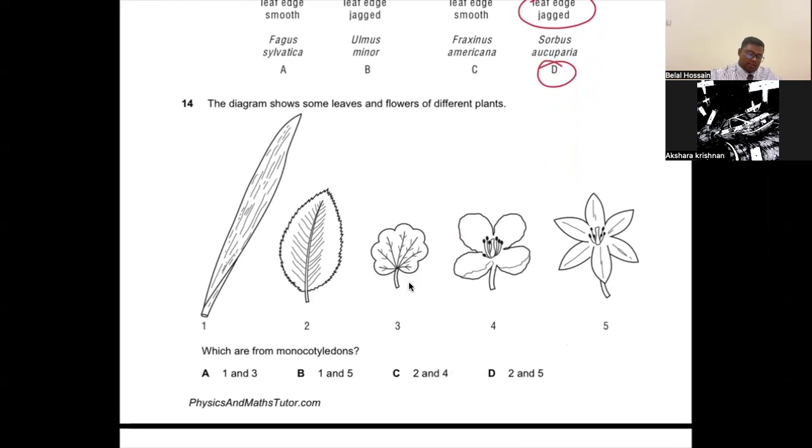Now number 14. Try number 14. Which are monocotyledons? I don't know for this one. Okay, no problem. We see number one must be monocot because of parallel veins. See, one leaf blade. This one must be dicot because broad leaves and branched leaf veins.